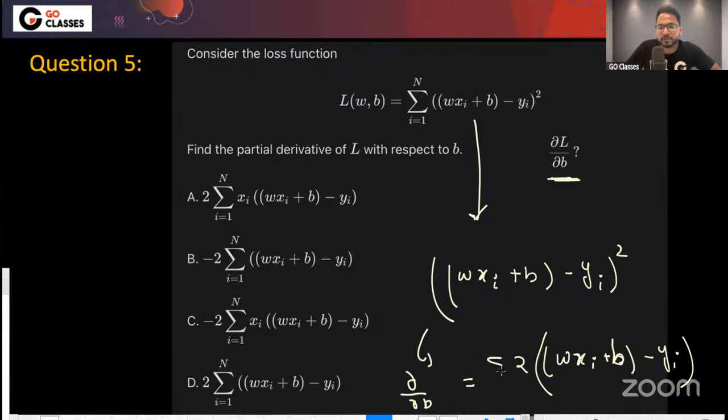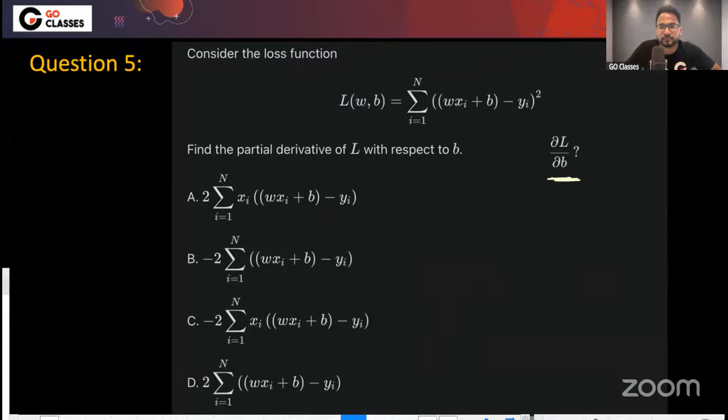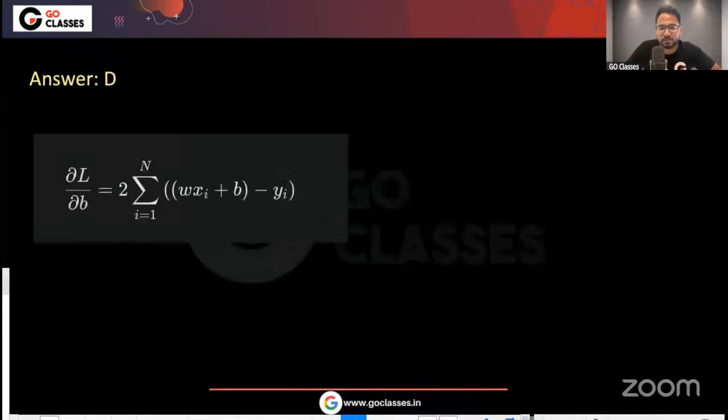So you can put the summation here, i equal to 1 to n. So what is the answer? I think D is the correct answer. D is the correct answer here. Understood? Yes, for this question, D is the correct answer.